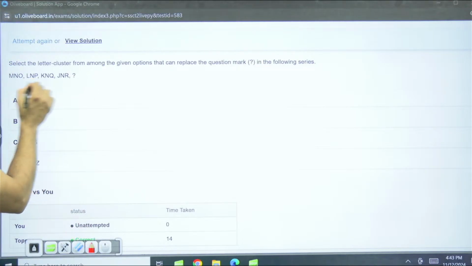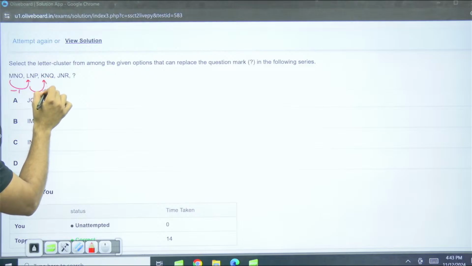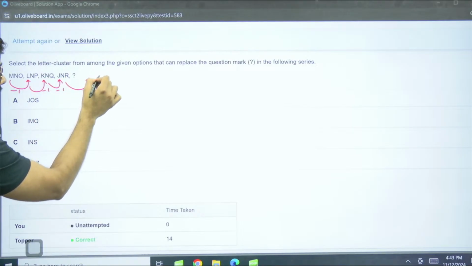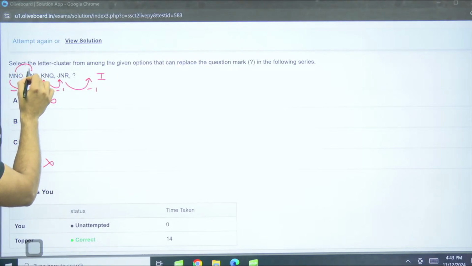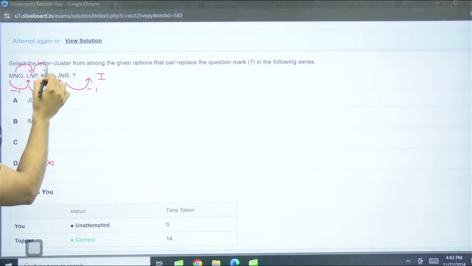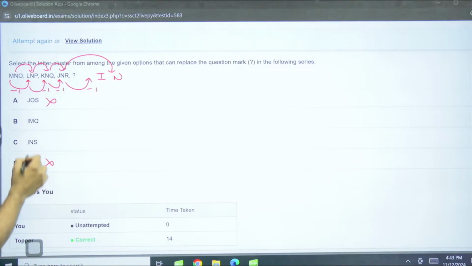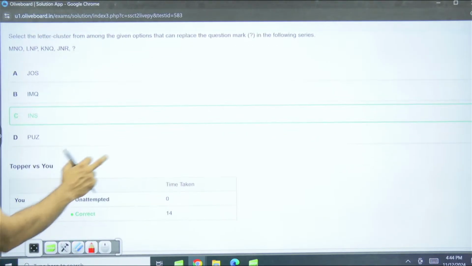14th question is from the series. M to L is minus 1. L to K minus 1. K to J minus 1. Then J minus 1 should be I. The answer should start with I. That is, B and D can be the right answer. N to N, the same is repeated. So here N should come in. IN means option number C. Let's mark option C. C is the right answer.